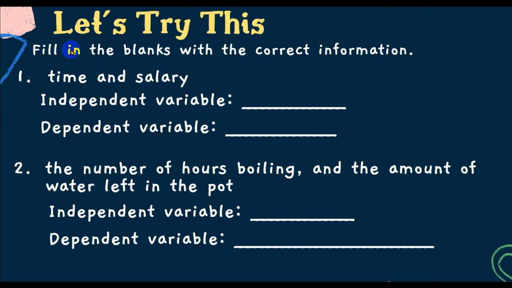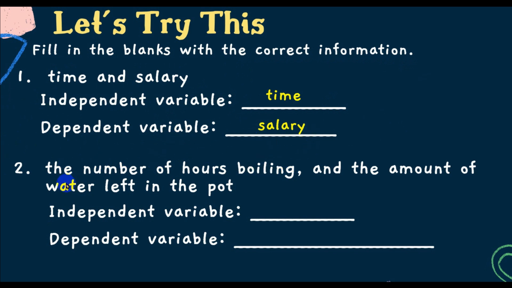Okay? So we have here fill in the blanks with the correct information. First is the time and the salary. What will be the independent variable and the dependent variable? Again, independent ito yung cause, then magiging effect yung dependent variable, or independent variable is the input and then meron tayong output na dependent variable. Alin kaya sa time and sa salary yung dalawang yon? Okay? So for the independent variable, syempre that is the time. And then for the dependent variable, it is the salary. Kasi once na mas mahabang oras tayong nagtrabaho, may OT tayo, ibig sabihin, madadagdagan yung salary natin.